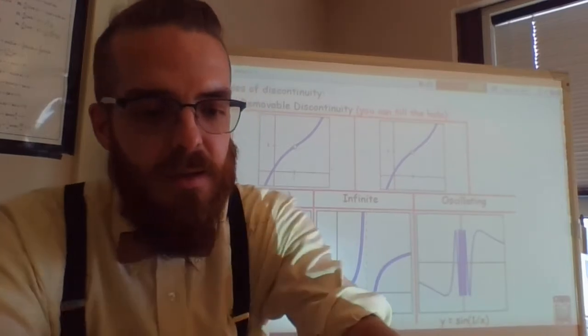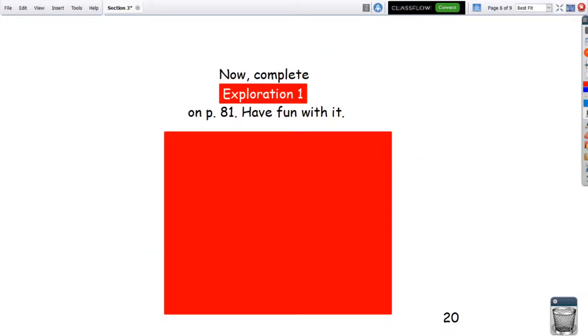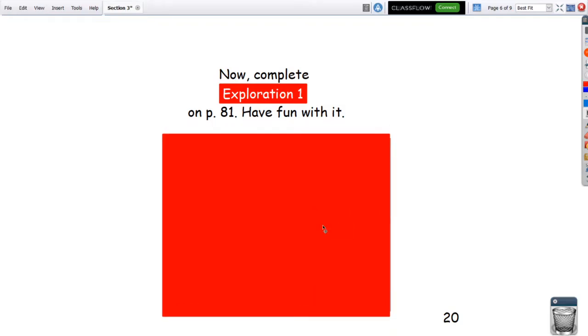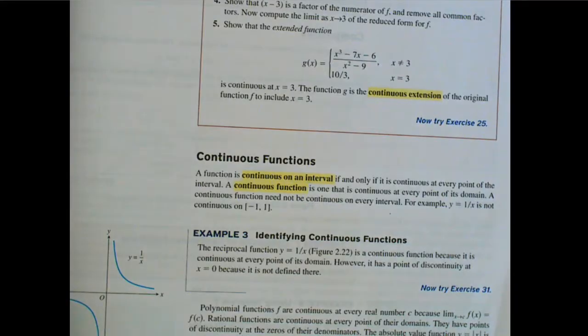All right? So let's go back to active board. And I want you guys to work on exploration 1 on page 81. Probably pause this screen, come back to it. That's just a piece of the graph for exploration 1. So don't worry about that right now. Again, pause your screen, do the exploration, and then come back to me, unpause, and I'm going to go through the exploration.